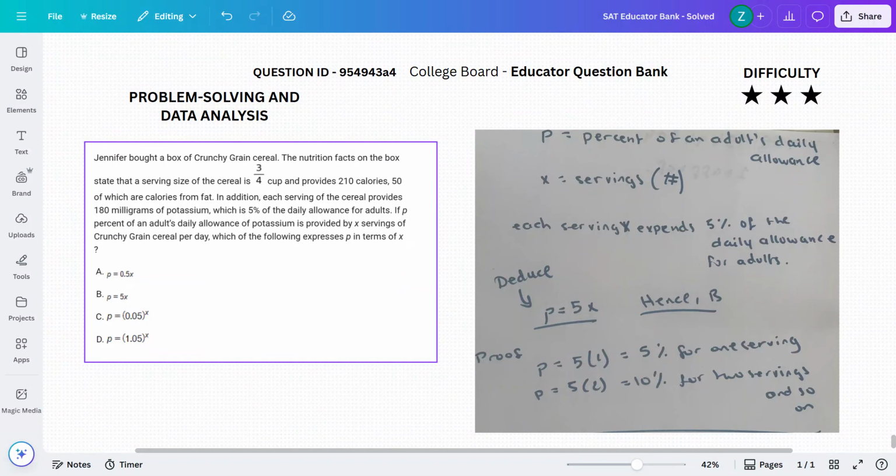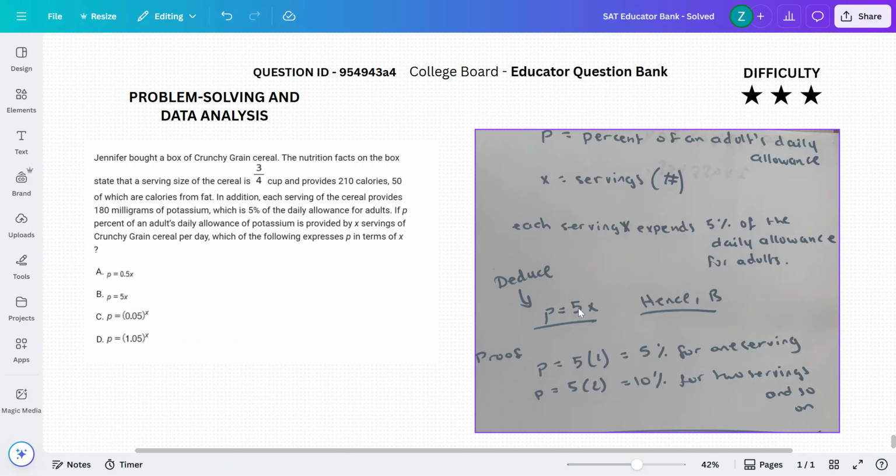So here we do know that every serving of crunchy grain cereal contributes 5% of the daily allowance for adults. So we know that for every serving, the daily allowance goes up by 5%. So in that case, we can deduce that P is equal to 5x, hence B.